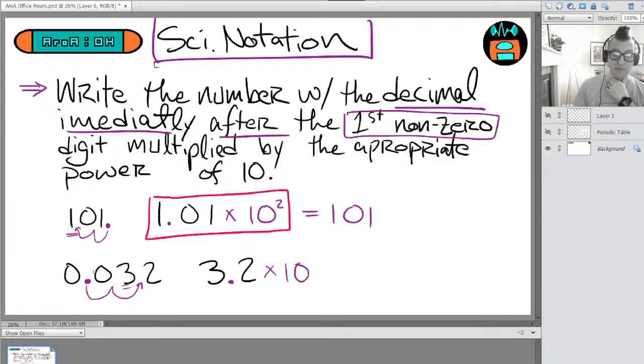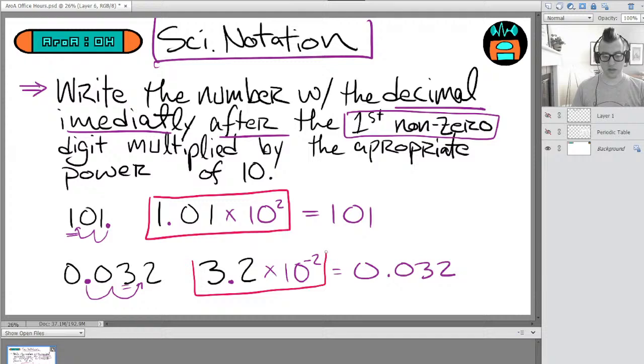So we're going to multiply this by 10 to the negative 2, all right? And the reason why is because if you multiply 3.2 times 10 to the negative 2, it'll come out to be 0.032. And again, this is our number in scientific notation.